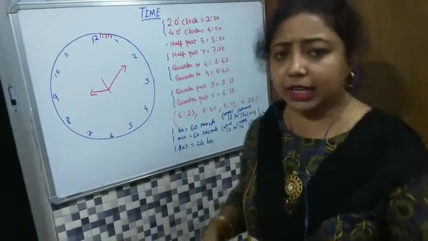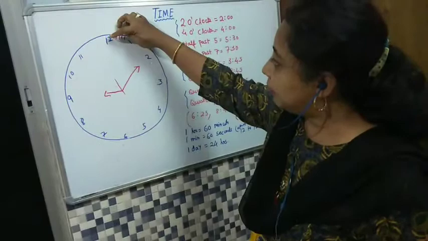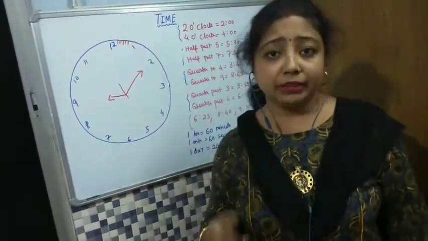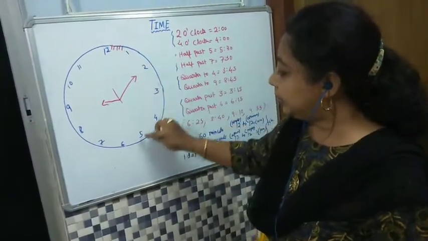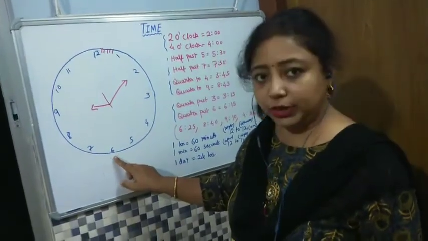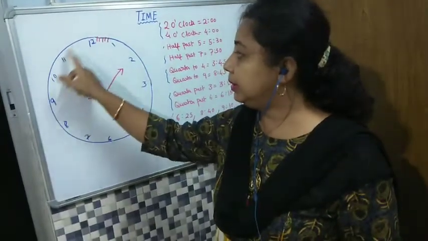Now, a few things we should know. This clock face is divided, and each part from 12 to 1 is 5, again 1 to 2 is 5. These are minutes, 5 minutes. So, if you count here 5, 10, 15, 20, 25, 30, this is 30, that means this is half past, half of the time. Then from here 35, 40, 45, 50, 55, 60.